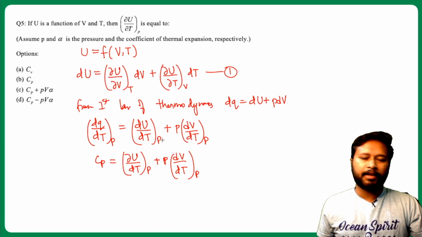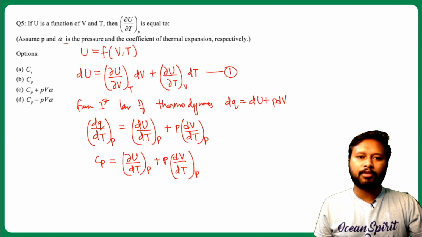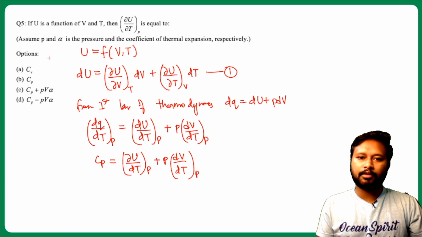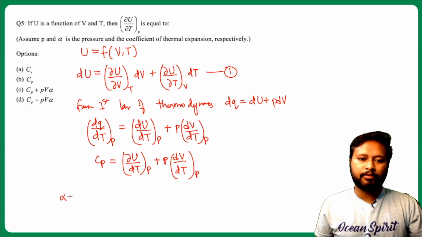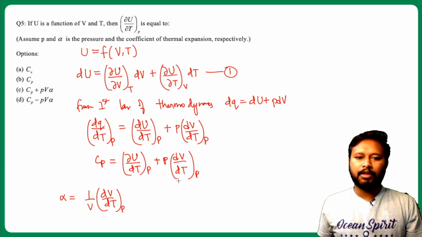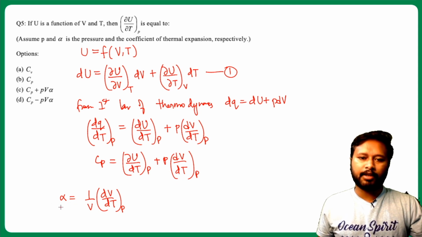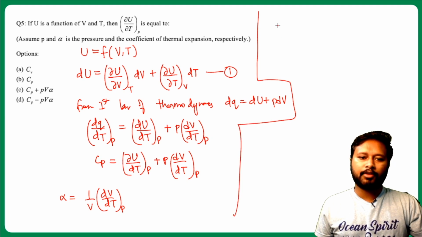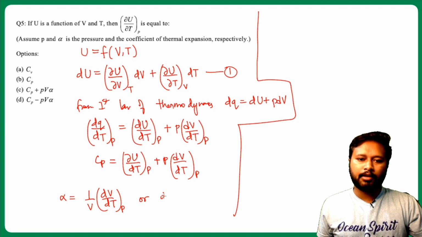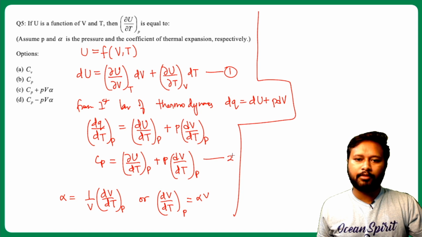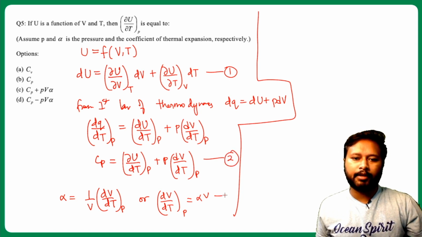Now it is already given that pressure you have to take as a small p, and alpha is the coefficient of thermal expansion. So what is the value of alpha? We should know that alpha is equal to 1 upon V times dV by dT at constant P, or I can say dV by dT at constant P should be equal to alpha V, right? That's what we can do. Let me call this equation number 2, and this as equation number 3.